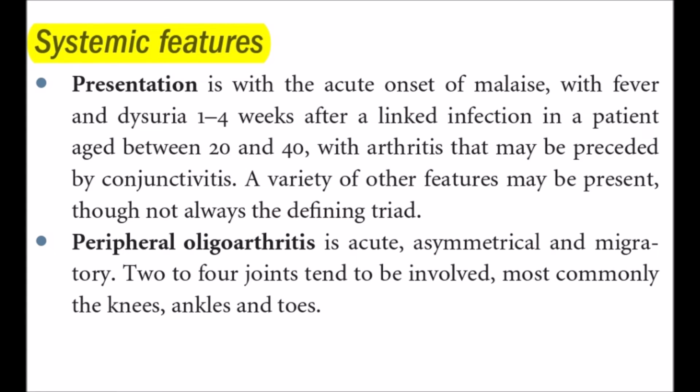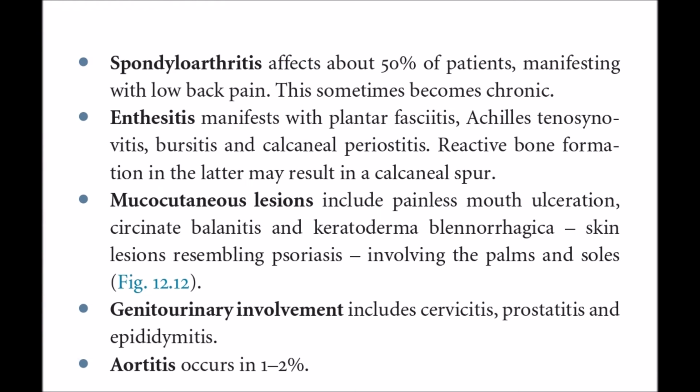Patients with uveitis secondary to the various spondyloarthropathies are often HLA B27 positive. Spondyloarthritis affects about 50% of the patients, manifesting with low back pain. This sometimes becomes chronic. Enthesitis manifests with plantar fasciitis, Achilles tenosynovitis, bursitis, and calcaneal periostitis. Reactive bone formation in the later stages may result in calcaneal spur.